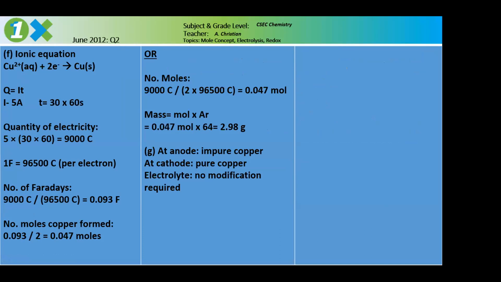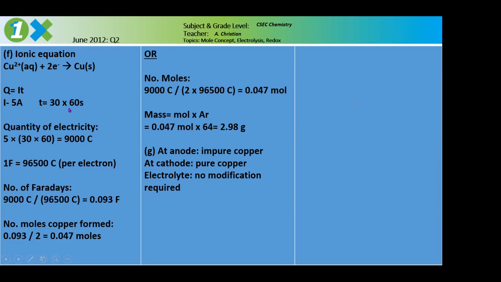So Q is equal to IT, that's the equation we get. First and foremost, you need to know what we're looking at. Is it the cathode, is it the anode? Since it is copper, we know that it is 2 electrons. So this will be useful. So Q is equal to IT, I is equal to 5 amps, T is equal to 30 times 60, because it has to be in seconds. That equals 9,000 coulombs.